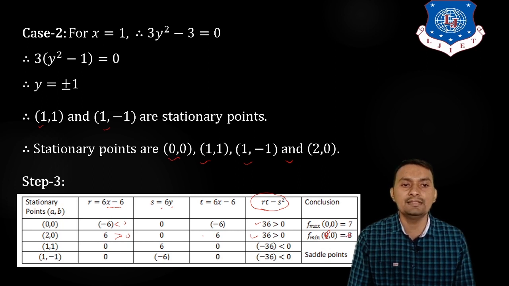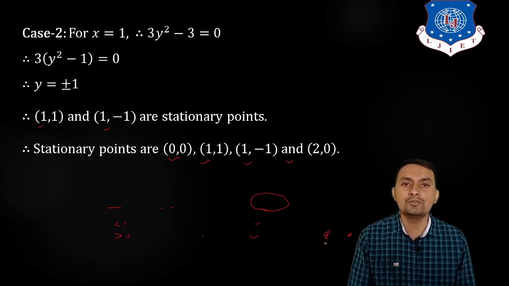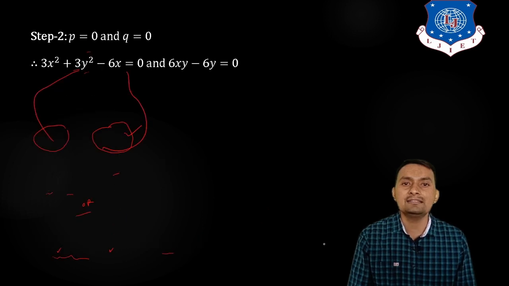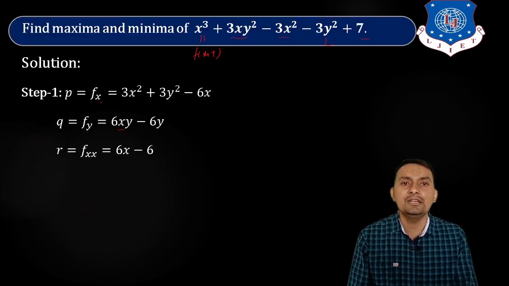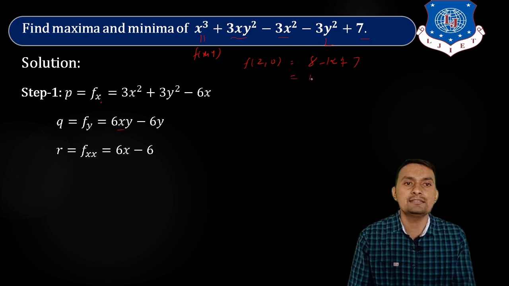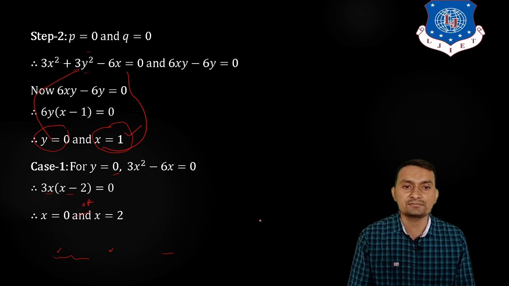But you need to verify that. At (2, 0), this is our function and we need to put the point in. So f(2, 0): whenever you put x equal to 2, we will get 8, this is going to be 0, 2 into 2 is 4 into 3 is 12, and this is 0 and that is plus 7. So you can see that 15 minus 12 is going to be 3. So f(2, 0) is nothing but 3.